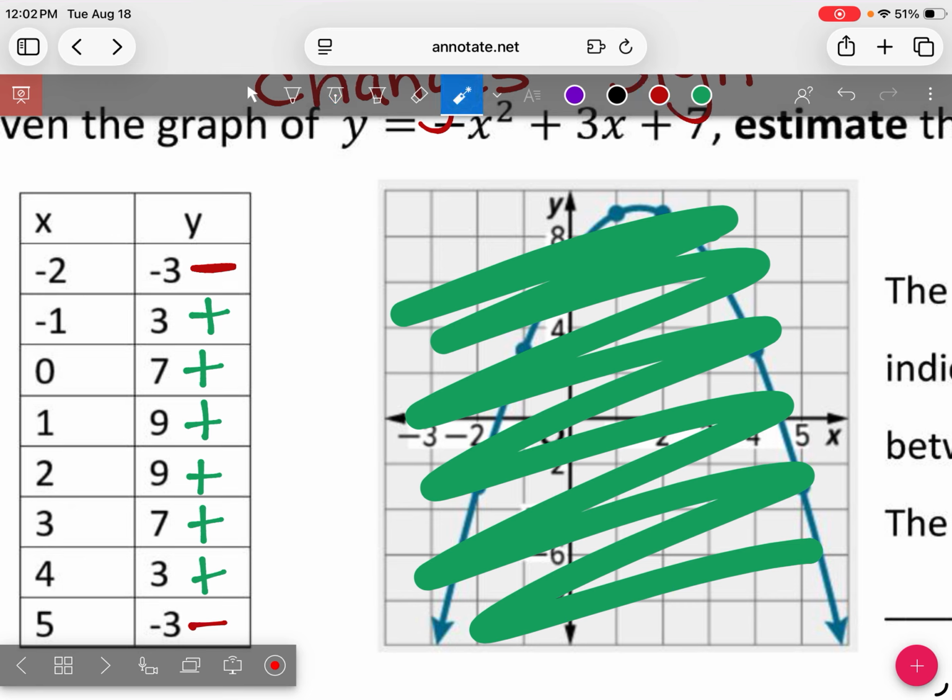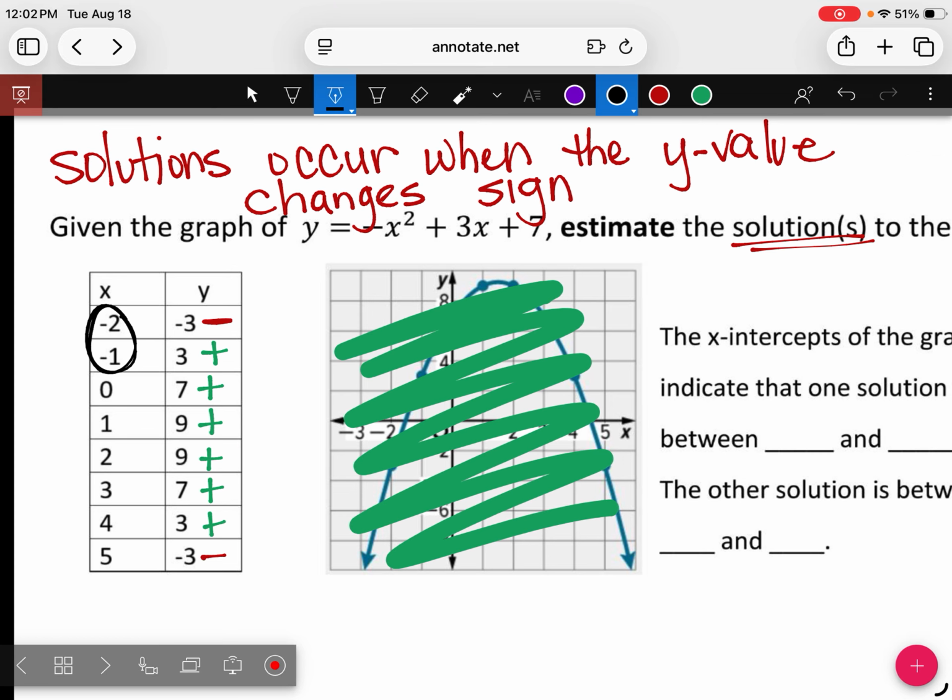So do you notice that right here is negative and then it changes to a positive? Does everybody see that? What that tells me is that I have a solution somewhere between -1 and -2. I don't know what it is, but one of my solutions will fall between -1 and -2. It could be -1.2, -1.5, -1.6, but it's something between -1 and -2 because my y value changed sign.